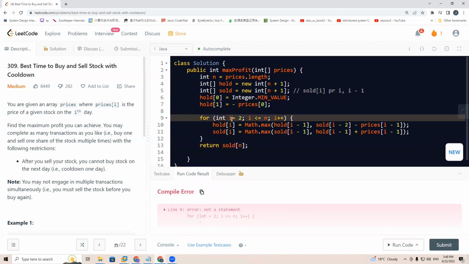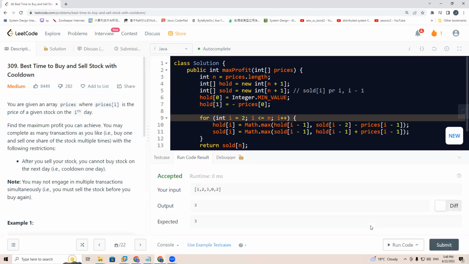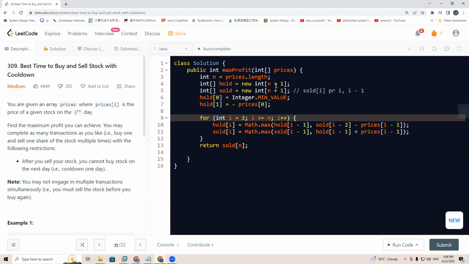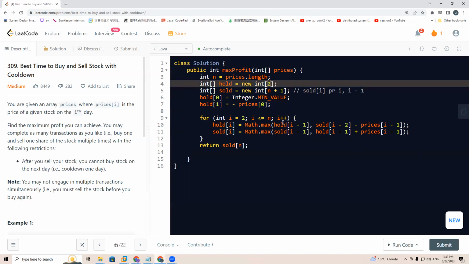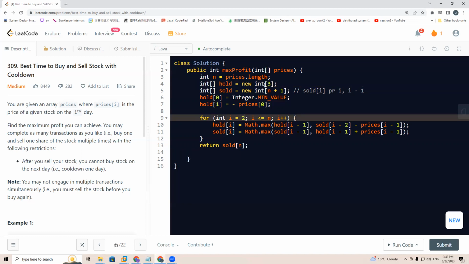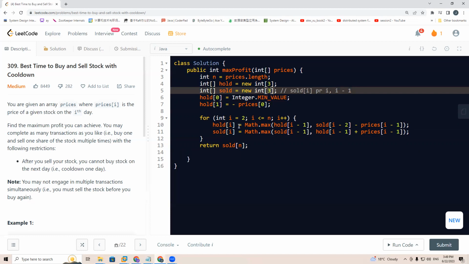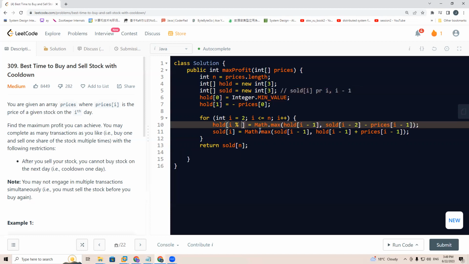The time complexity will be O(n), space will also be O(n), but we can use a rolling array. Because every i only depends on the previous one and the previous previous one, we can use space of 3 for this question. So we just mod 3.